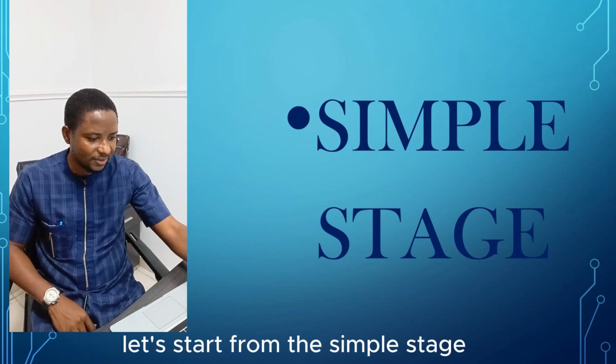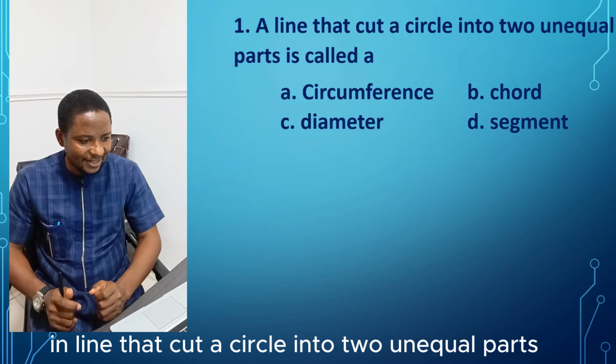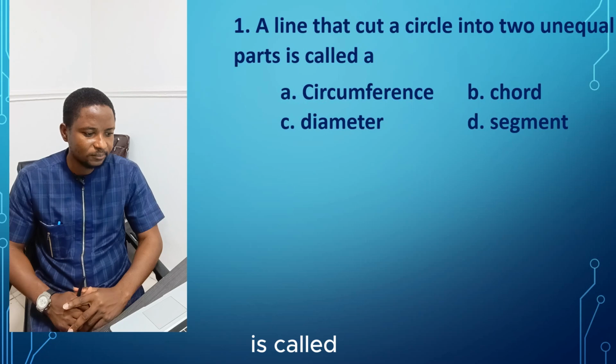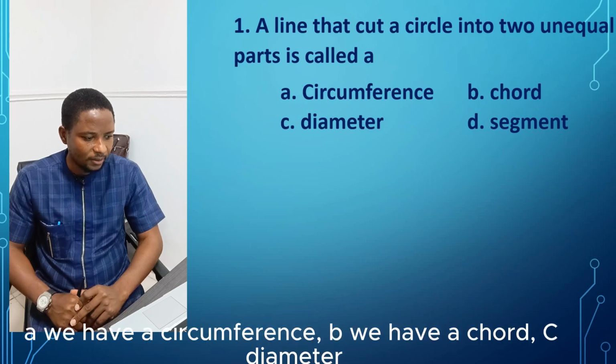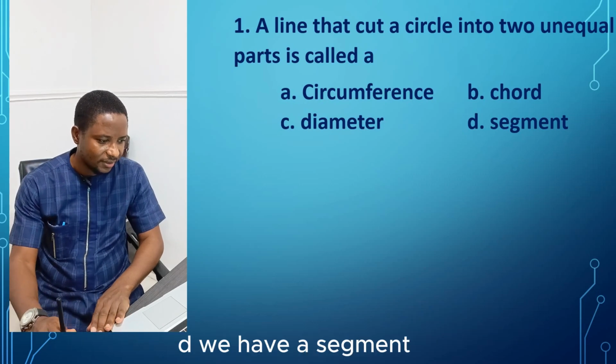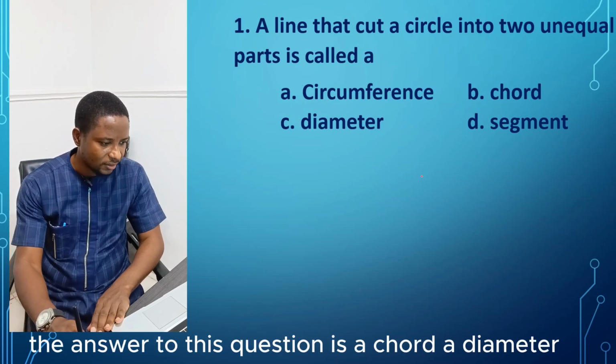Let's start from the simple stage. The question says a line that cuts a circle into 2 unequal parts is called: A. circumference, B. chord, C. diameter, D. segment. The answer to this question is a chord.